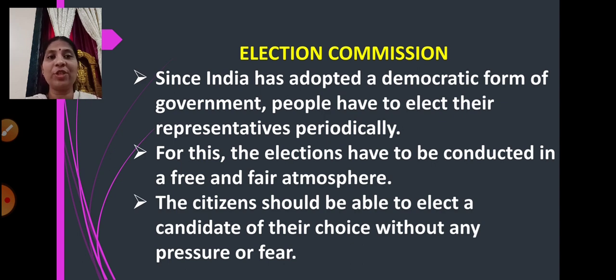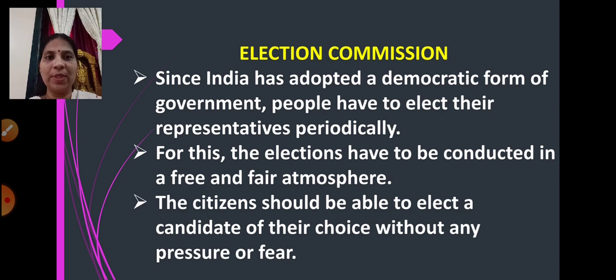Yes, without any pressure or fear. Nobody can terrorize us. Nobody can try to bring fear into us and ask us to go and cast the vote. Those are all illegal means. Yes. So this free and fair atmosphere for conducting elections is to be ensured.